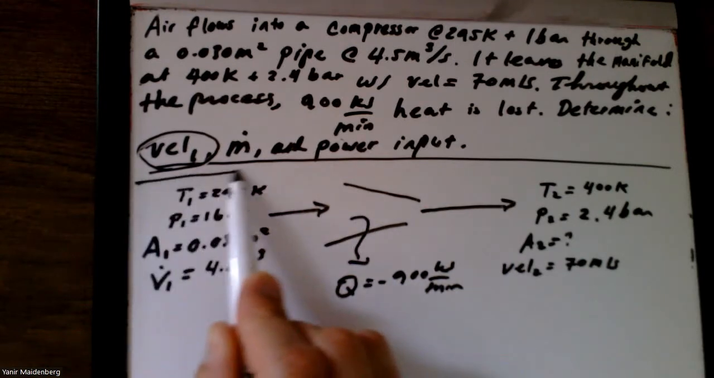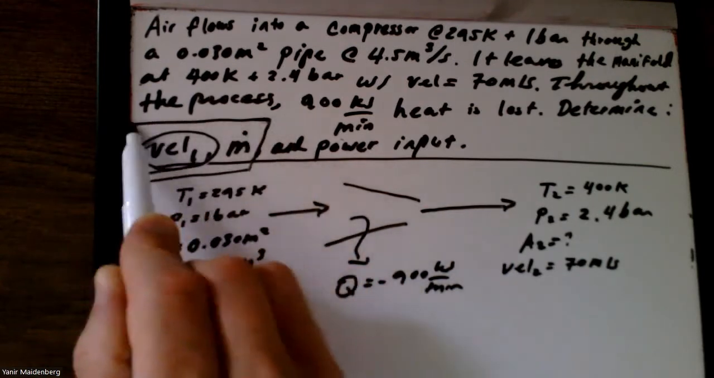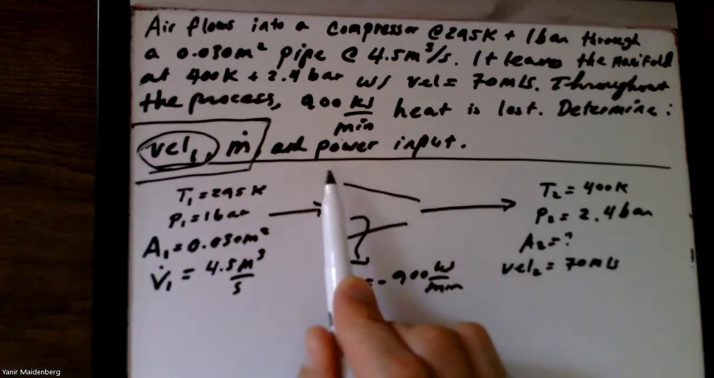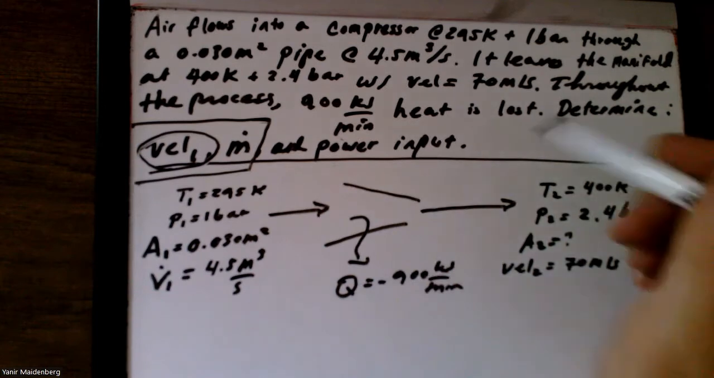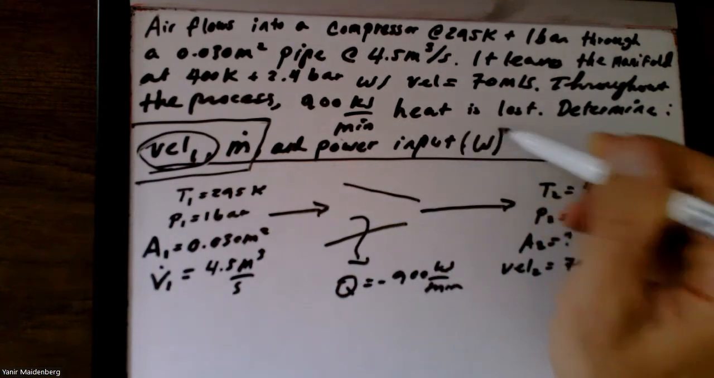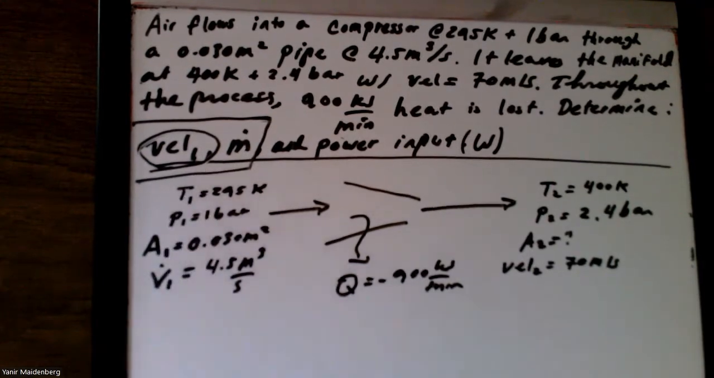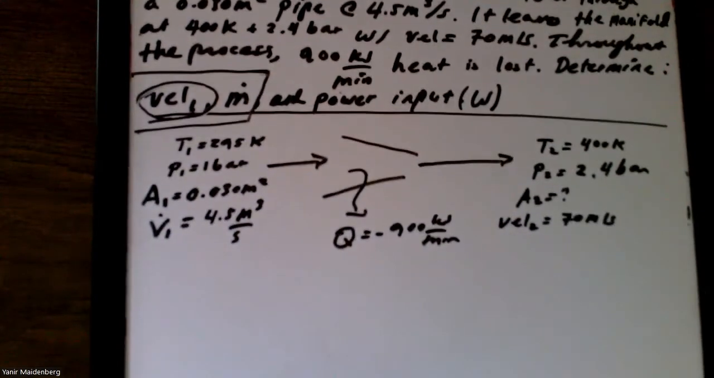So these two things we can get from the continuity equation, meaning the conservation of mass. This power input, that's basically work. And we're going to have to employ the first law, open system, steady state for a compressor to get that. So let's just worry about these first two things first.